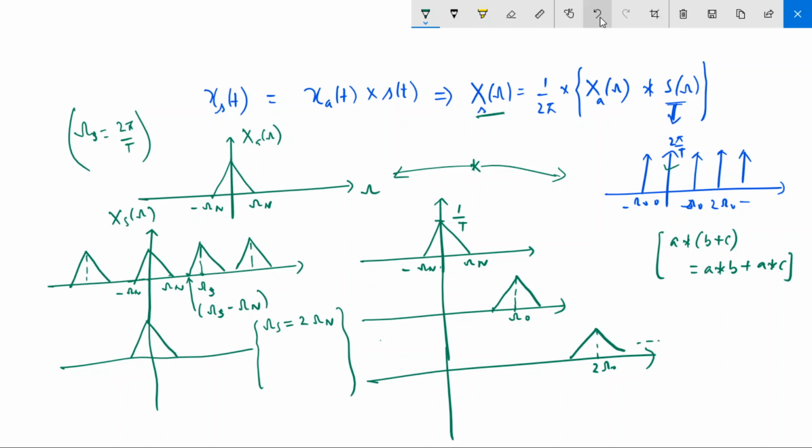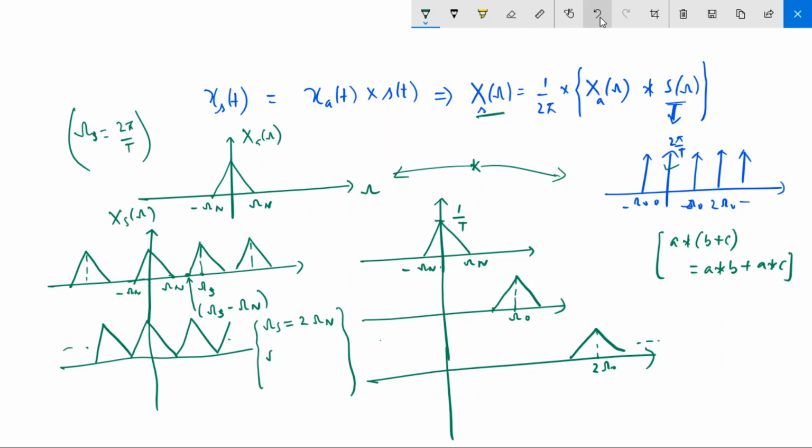If omega s is equal to twice omega n, it means omega s minus omega n is nothing but omega n. It means this edge of the second spectrum will start from here only. So you get the output spectrum like this. This is for the Nyquist rate.